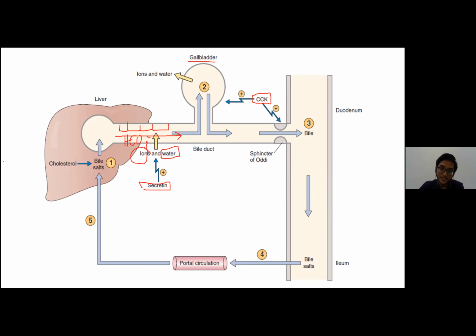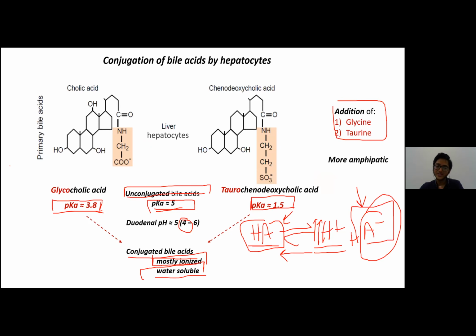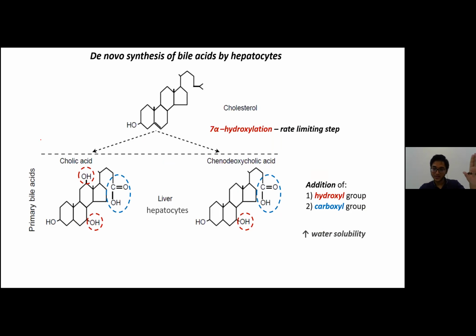Now, can you repeat it briefly? Yeah, so you just need to know 3 points. Number 1, okay, let's take it from here again. You have cholesterol. First step is 7-alpha hydroxylation. This produces cholic acid and chenodeoxycholic acid. You need to know that this is the rate limiting step and it's regulated by bile. So if you have more bile, you will have less 7-alpha hydroxylase. If you have less bile, you will have more 7-alpha hydroxylase activity. So first step is hydroxylation. I think this is clear.